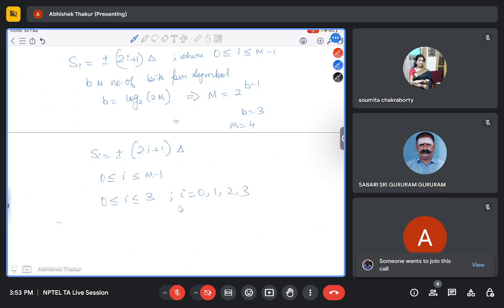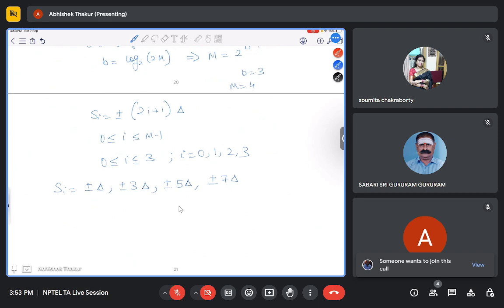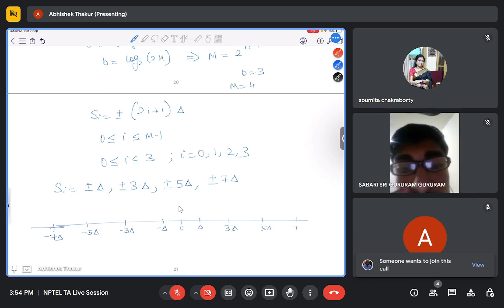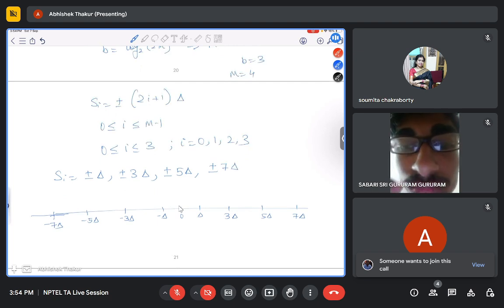So what will be the symbols here? S_i will be, when i is equal to 0, plus minus delta. For i is equal to 1, it will be plus minus 3 delta. For i is equal to 2, it will be plus minus 5 delta. For i is equal to 3, it will be plus minus 7 delta. So the constellation diagram will be like this. So this is for 8-array PAM.